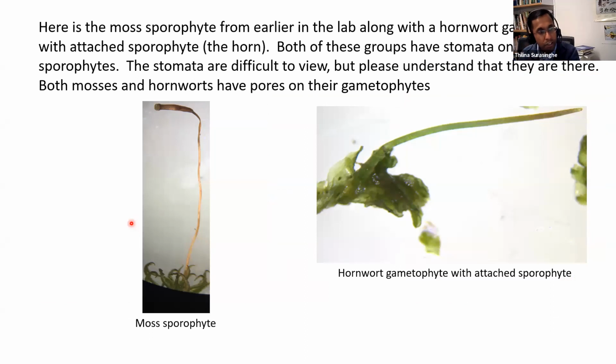Again, additional pictures for display. What a moss sporophyte looks like, and what a hornwort gametophyte looks like. So the hornwort gametophyte is over here, and this long structure that is spreading from that is actually the sporophyte. And this particular part, you can see it is turning brown because it's actually producing spores. And over here in a moss, this is the moss gametophyte and this is the moss sporophyte.